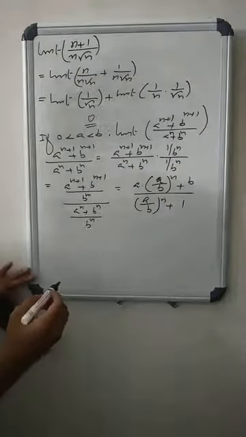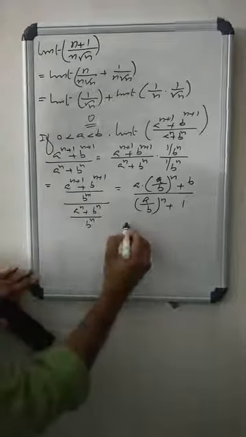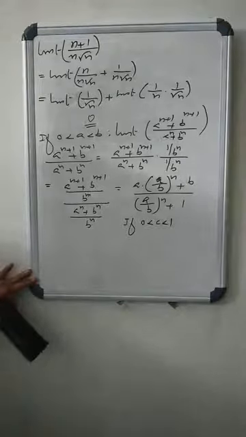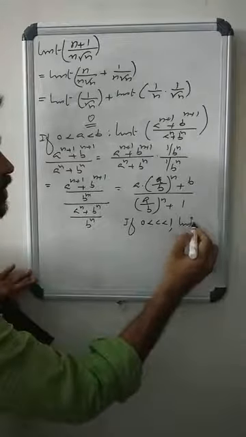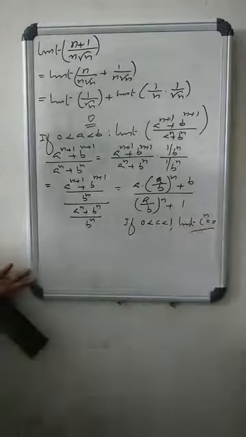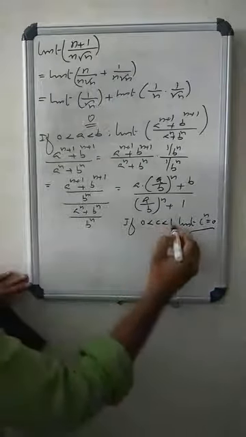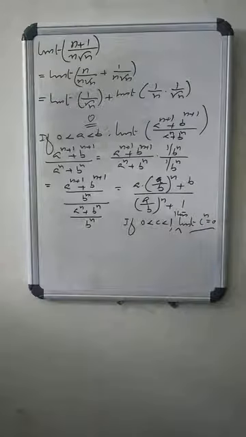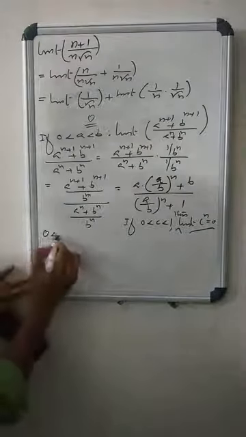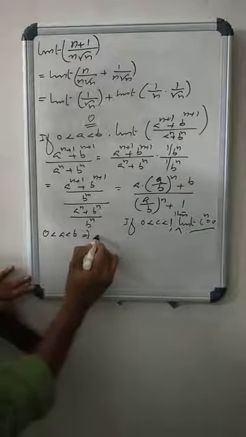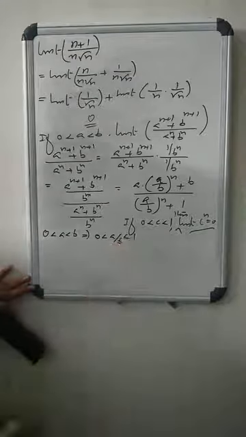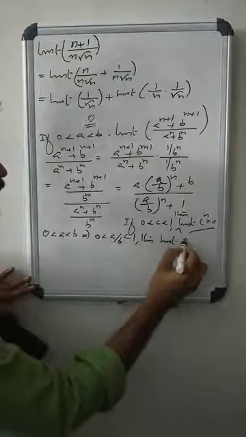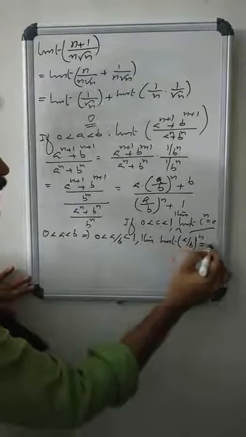Okay. We know that if 0 < c < 1, then what is the limit of c^n? Then the limit of c^n equals 0. This is a known result. Since 0 < a < b, that means 0 < a/b < 1. So therefore, by using this argument, the limit of (a/b)^n equals 0.